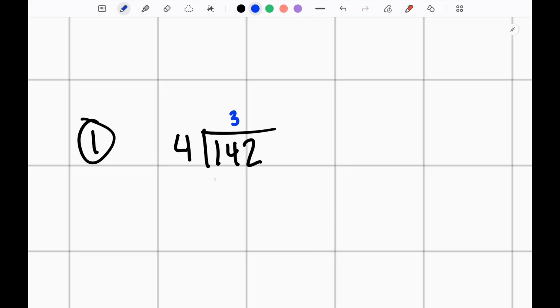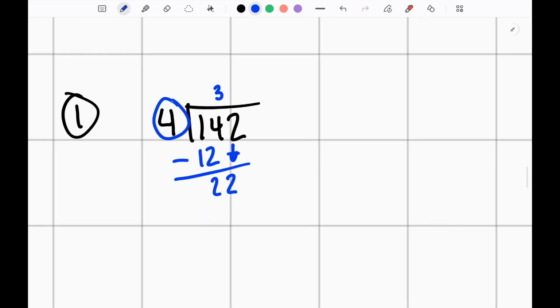4 times 3 is 12. We're going to subtract 14 minus 12. 14 minus 12 is 2. And then we're going to drop the next digit with it, which is a 2. And we're going to ask, can 4 fit into the 22? Yes, it can. It can fit 5 times. 4 times 5 is 20. And we're going to subtract. 22 minus 20 is 2.